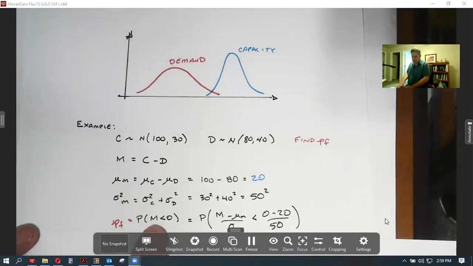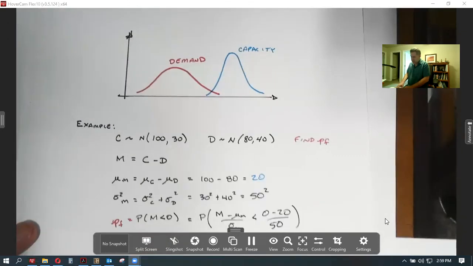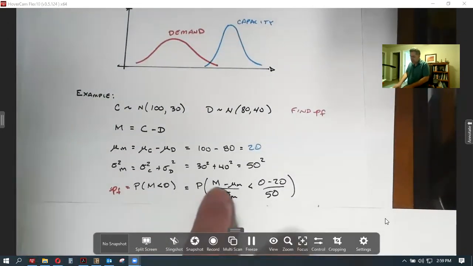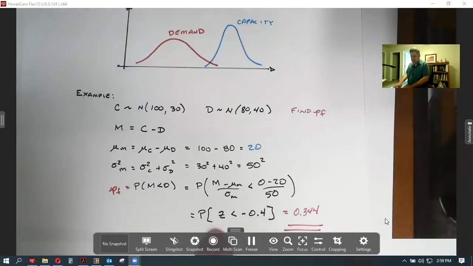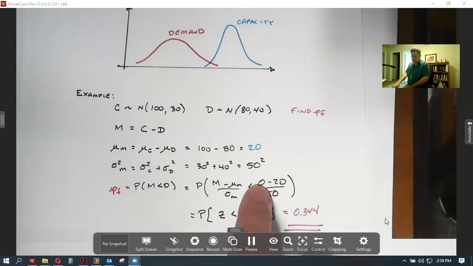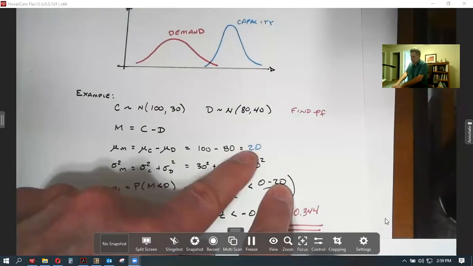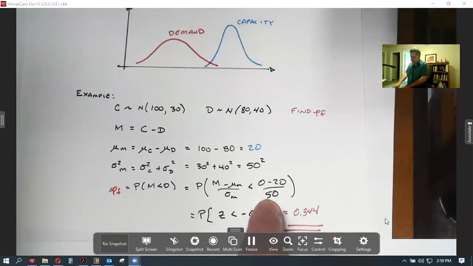That would be when the safety margin is less than 0, right? And then because it's a normal distribution, we'll standardize that. We'll subtract off the mean and divide the whole thing by the standard deviation, right? That's going to be this thing called the Z, or standard variant. And then you've got the number side of this, 0 minus the 20, that was our mean, divided by the 50. And that then gives you a value of minus 0.4.